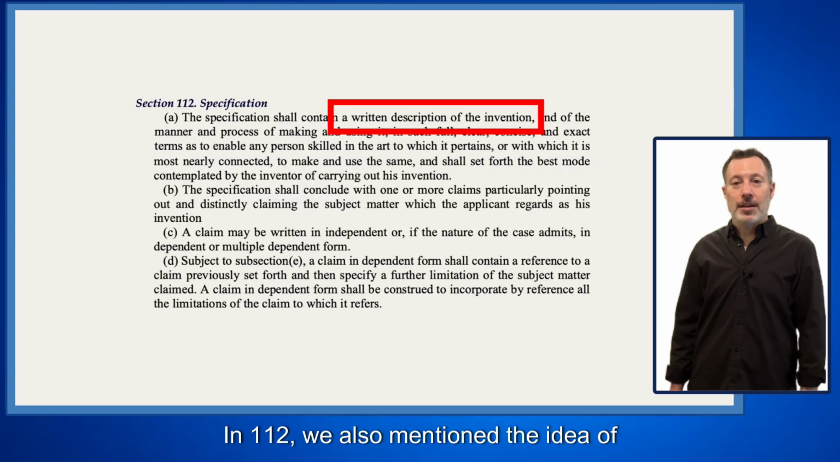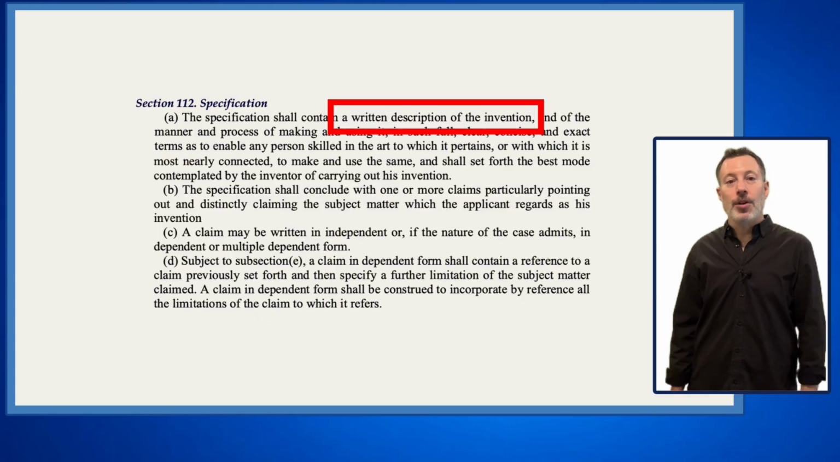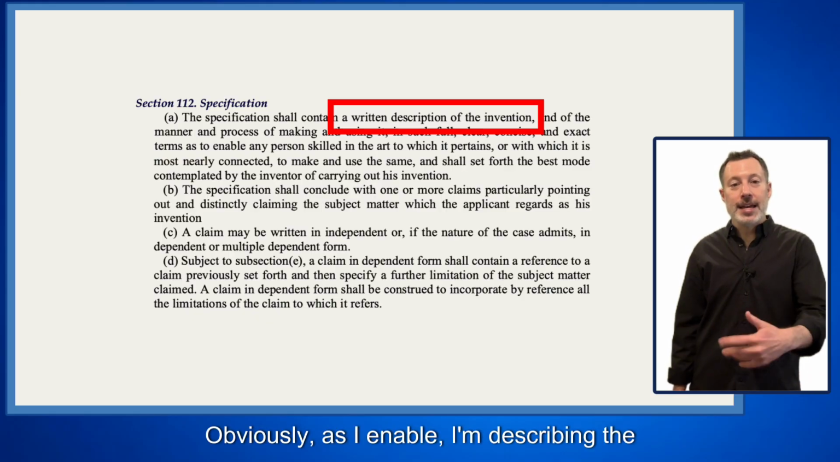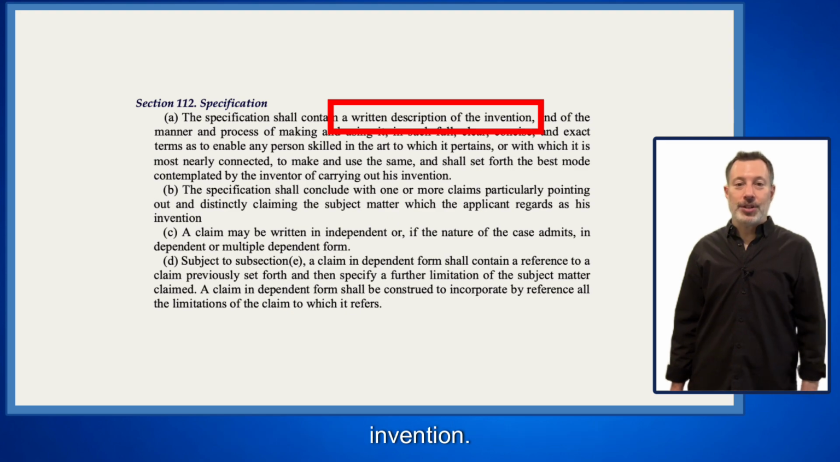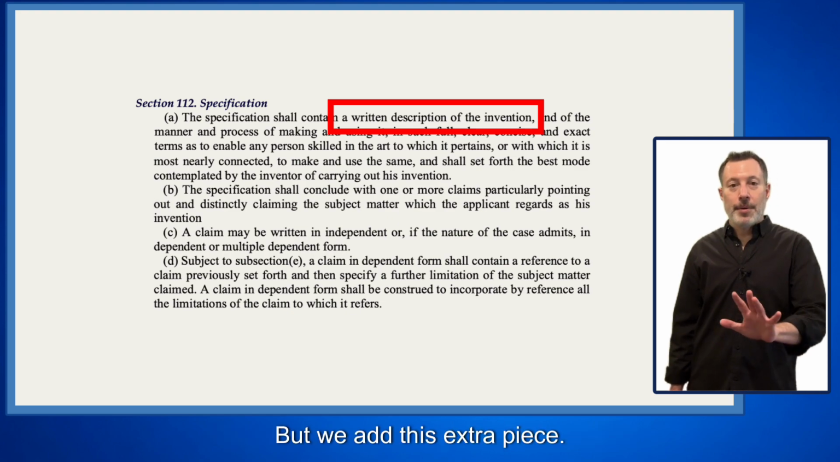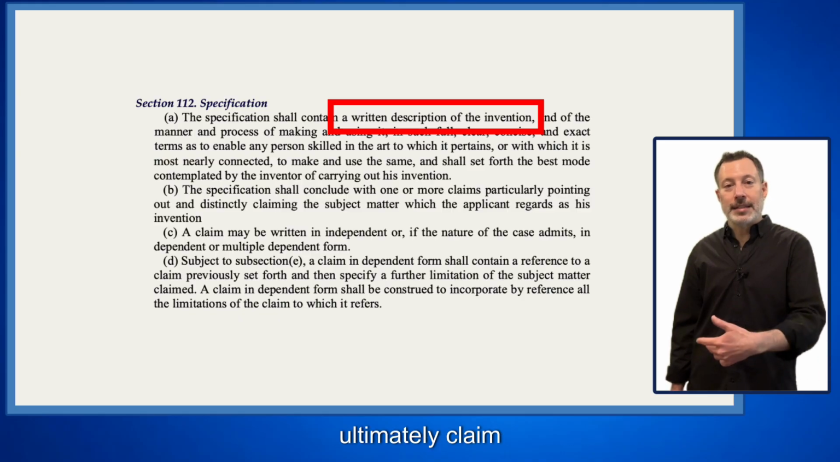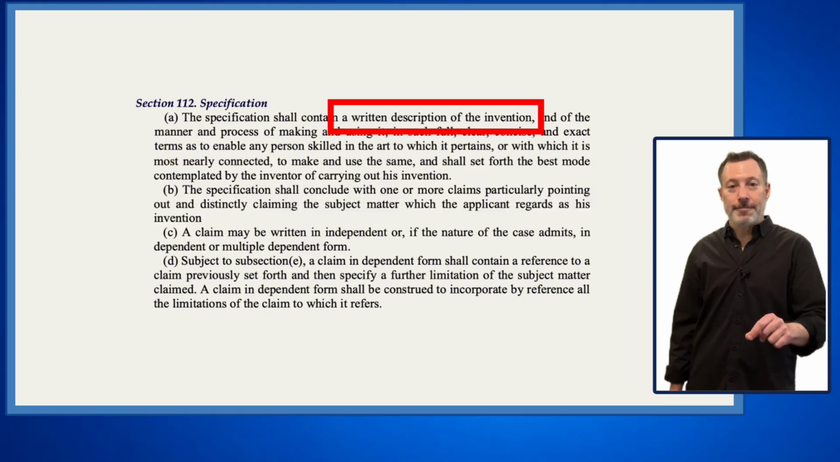One other piece. In 112, we also mentioned the idea of written description. This is different from enablement. Obviously, as I enable, I'm describing the invention. I'm writing about it, sure. But we add this extra piece. We also kind of make sure that what you ultimately claim matches what you wrote down.